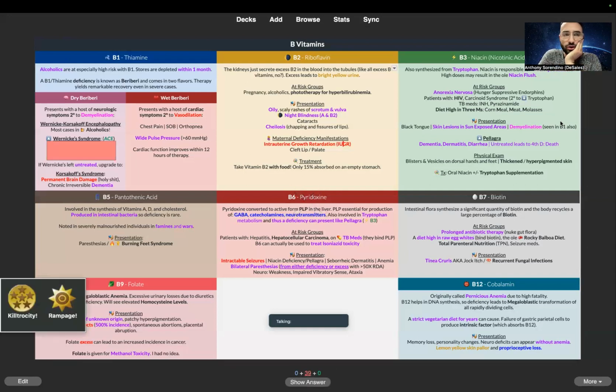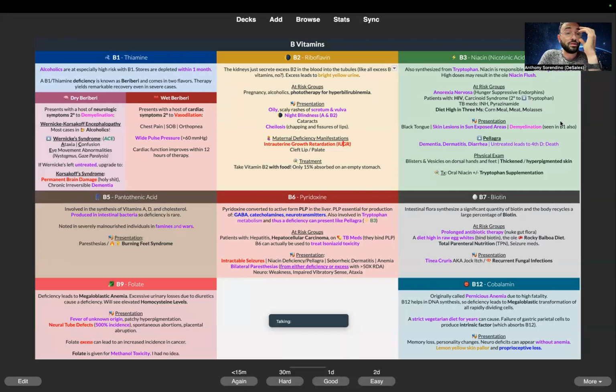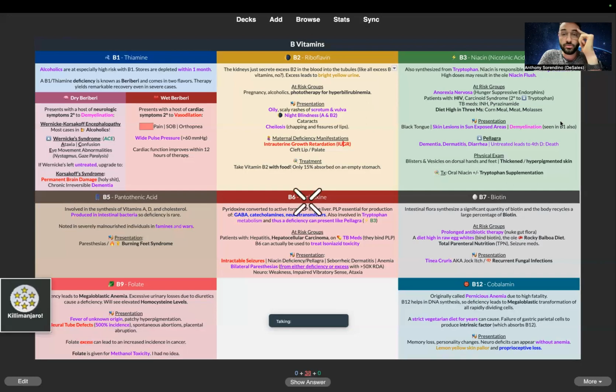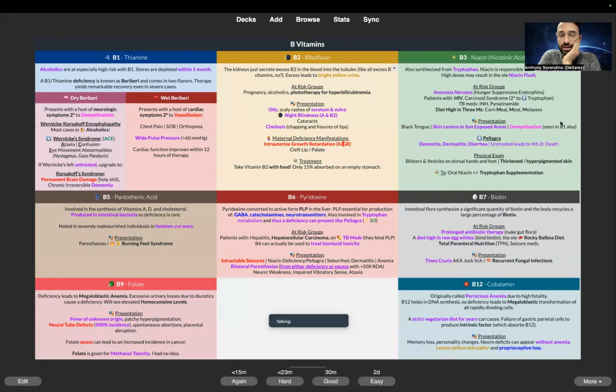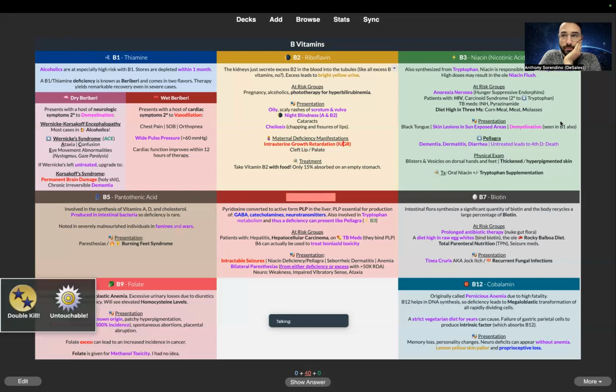Korsakoff syndrome, Wernicke syndrome. All right, so eye changes like nystagmus, ataxia, and confusion. Gaze paralysis is there too. Chest pain with wet beriberi, bilateral paresthesias, either from deficiency or excess for that B6. Folate excess can lead to increased incidence in cancer. Niacin is responsible for ATP production. Pyridoxine, which is 1, 2, 3, skip 4, B6.